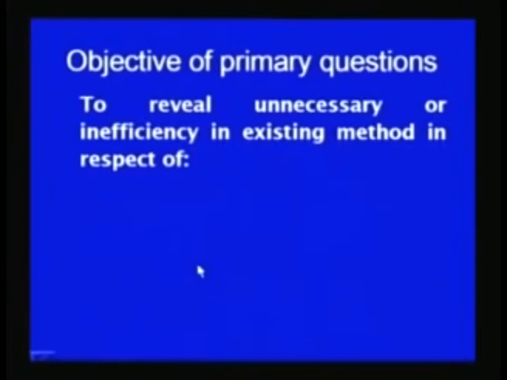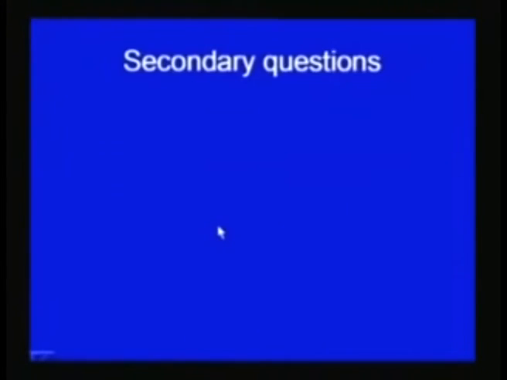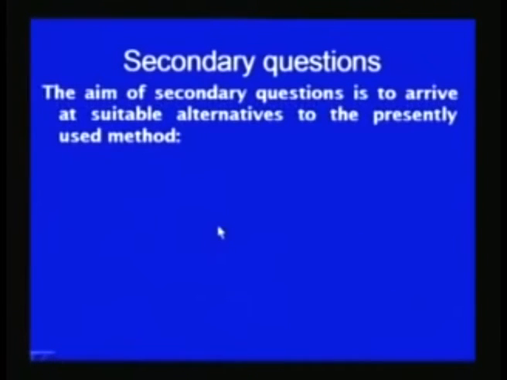Basically, the primary questioning reveals the unnecessary steps and inefficiency in the existing method in respect of the means, the sequence, the person and the place where the job is carried out. So, these will help to find out the various avenues and the various alternatives which can be used to improve the existing method, and those alternatives are explored by the secondary questions. The aim of secondary questions is to arrive at suitable alternatives to the presently used method.